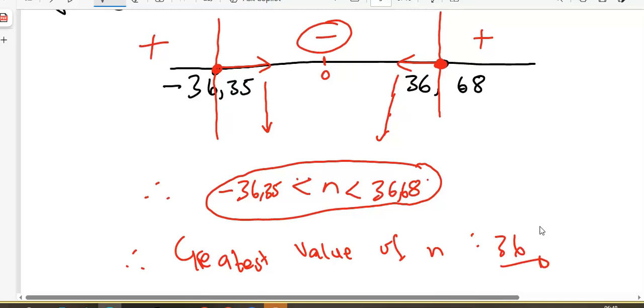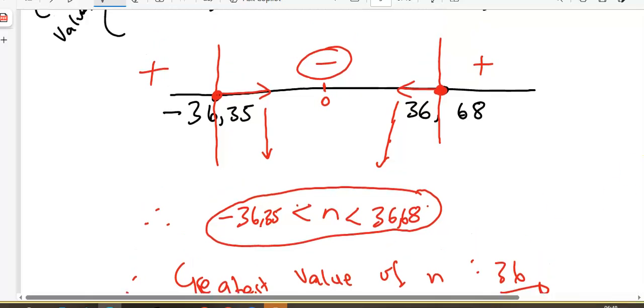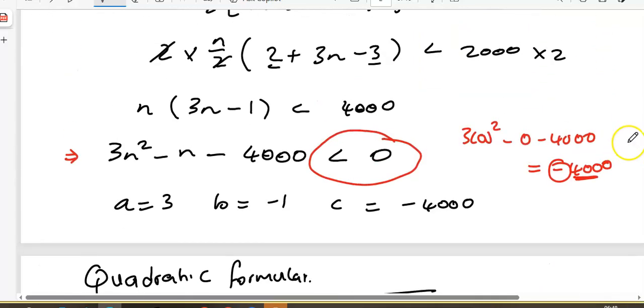Are you happy with how we solve this problem? Can we do another example?